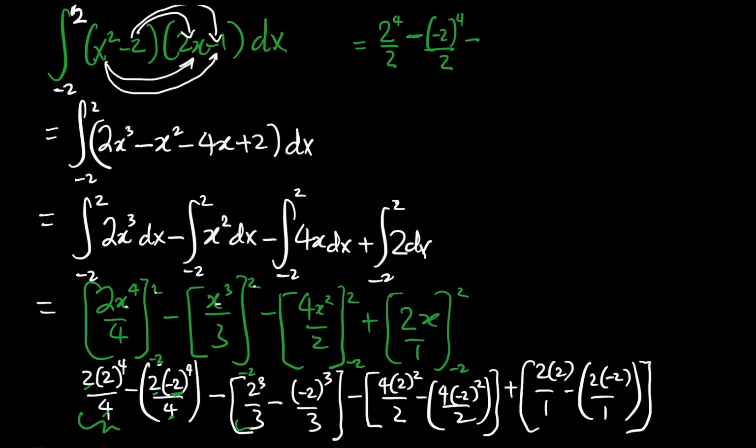Now here, we're going to have minus. It's going to affect this whole thing. So we're going to have 2 cubed over 3. And this negative is going to affect this negative to be positive. But we're still going to have negative 2 to the power 3 over 3. Now here, this negative is affecting that. It's going to be negative, but you see this 2 is going to cancel this.